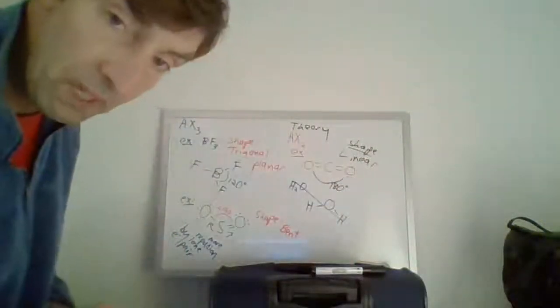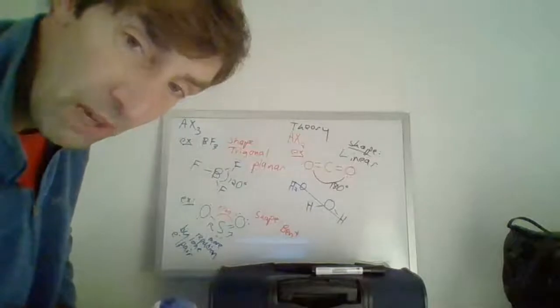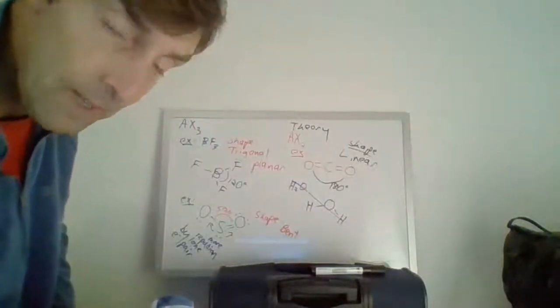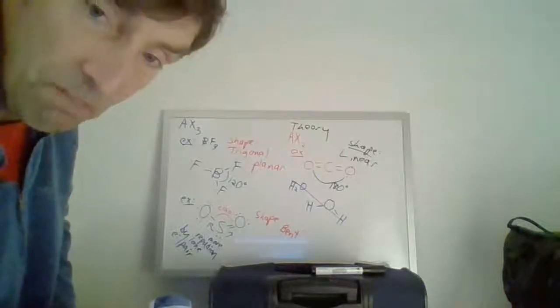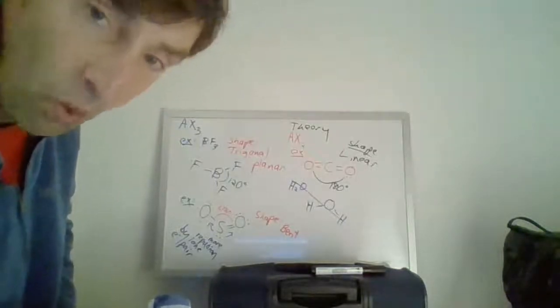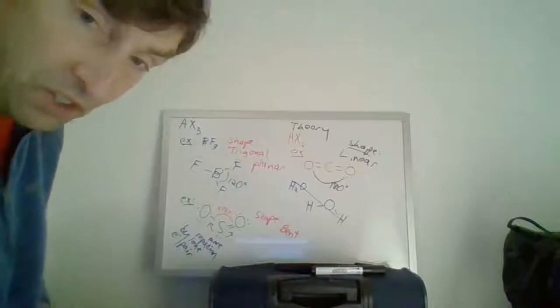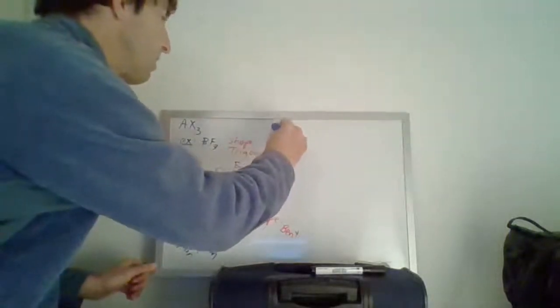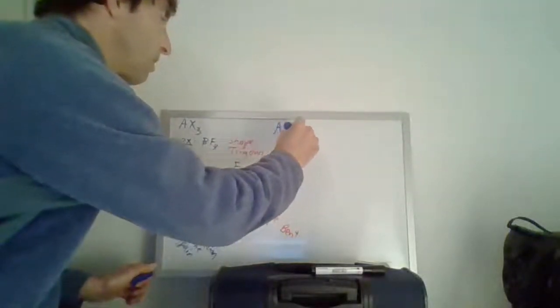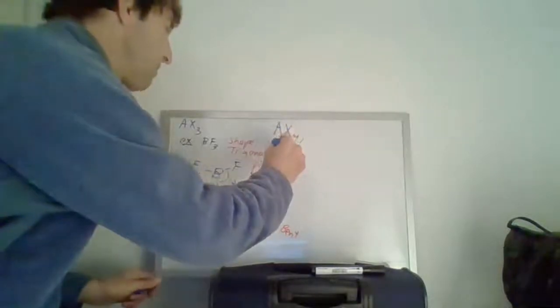Okay, let's do the biggie. The biggie, and I got to show you a shape for it when I'm back in the classroom with you, is 4 things around 1. And it's AX4. And the shape is called a tetrahedron, and it's way important. Okay, so we're talking AX4.